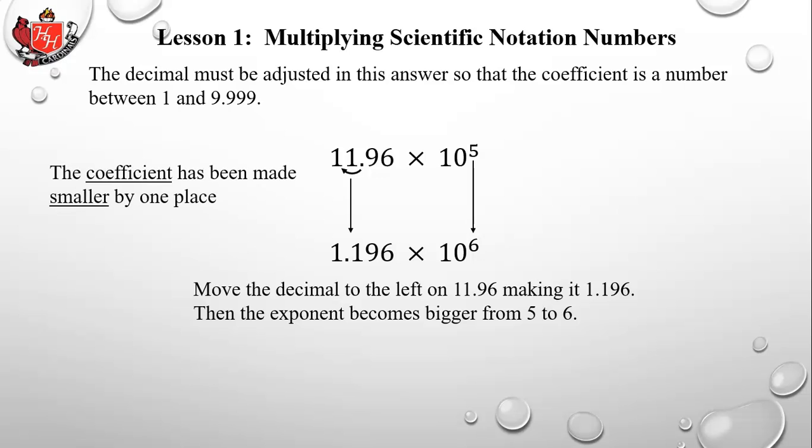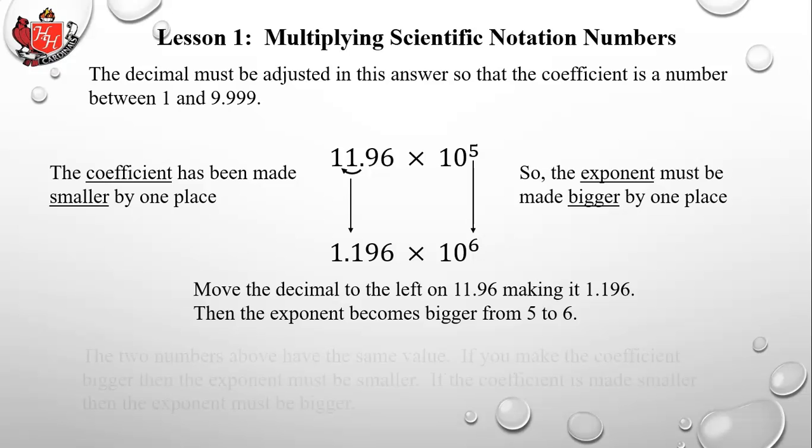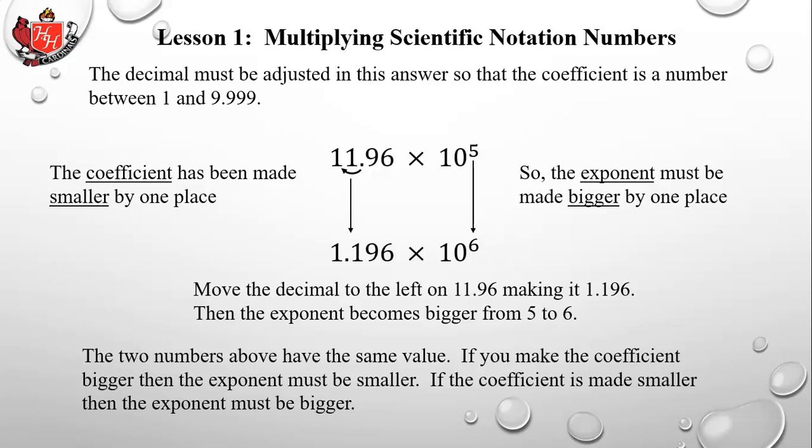The coefficient has been made smaller by one place, so the exponent must be made bigger by one place. The two numbers above have the same value. If you make the coefficient bigger, then the exponent must be smaller. If the coefficient is made smaller, then the exponent must be made bigger.